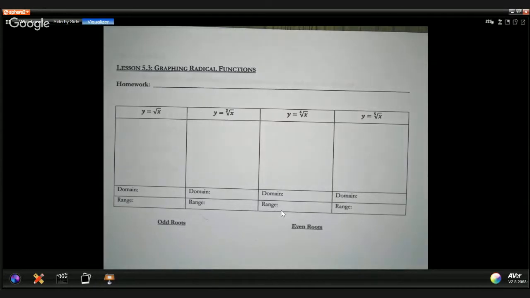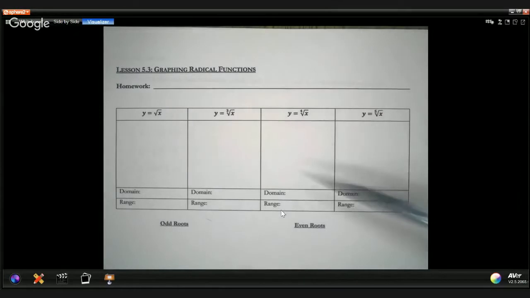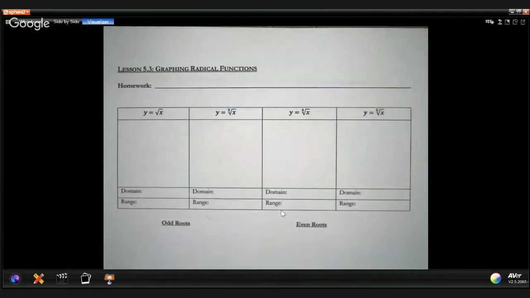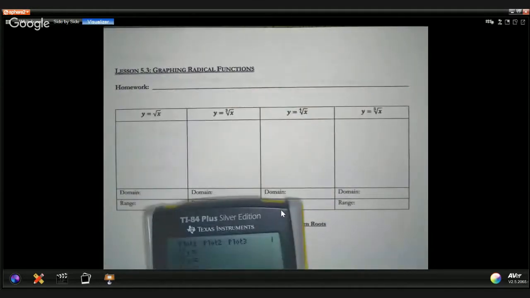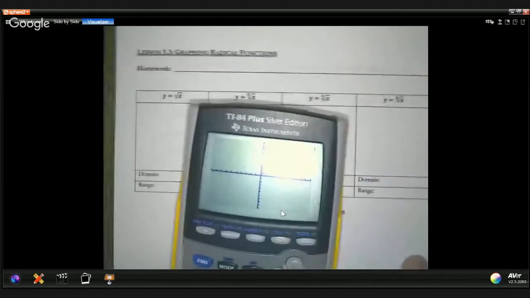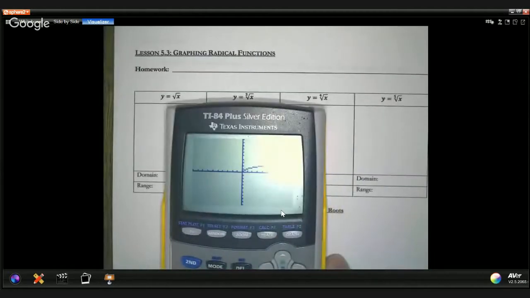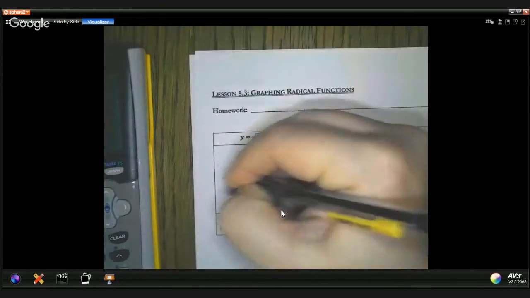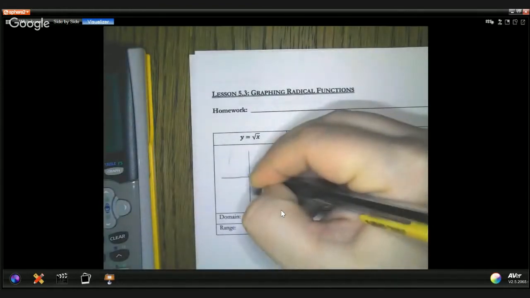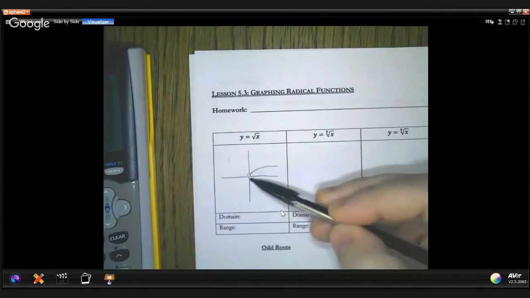All right, so what we're talking about today is being able to graph radical functions. And so really we need to know what the different types of roots look like. We have a square root, a third root, a fourth root, and a fifth root. And so the easiest way to do this is if I just graph the square root of x. And if I graph this, it starts at 0 and it kind of goes up flatly. And really, it's that starting point that's going to be the most important for us.